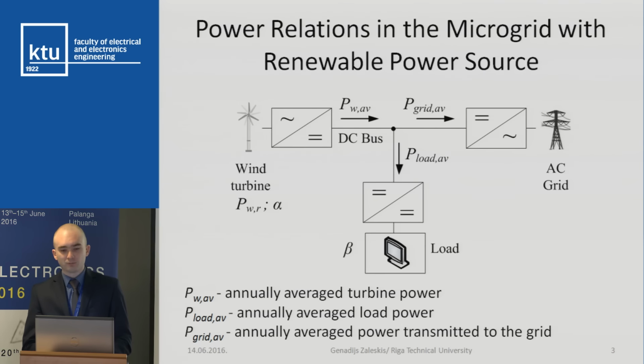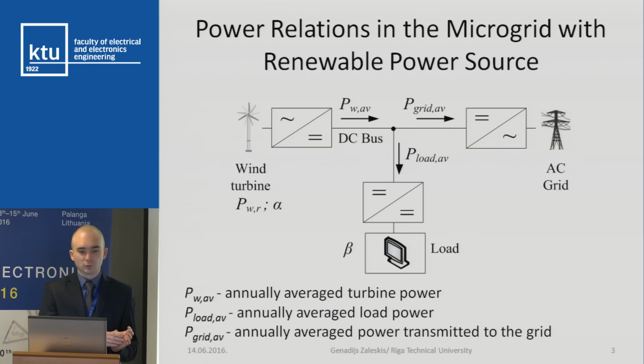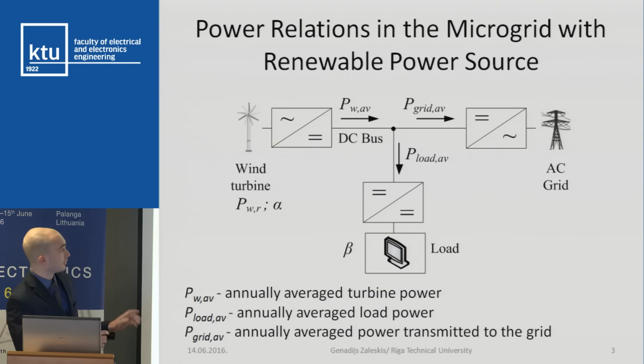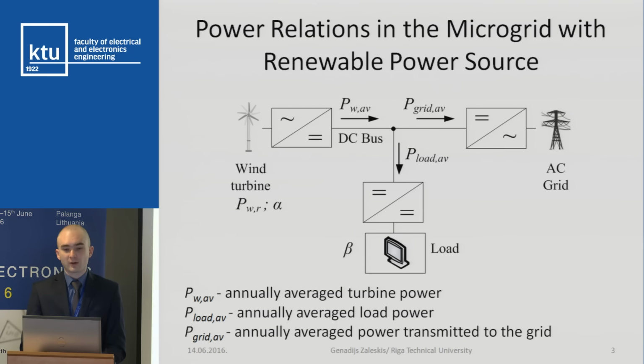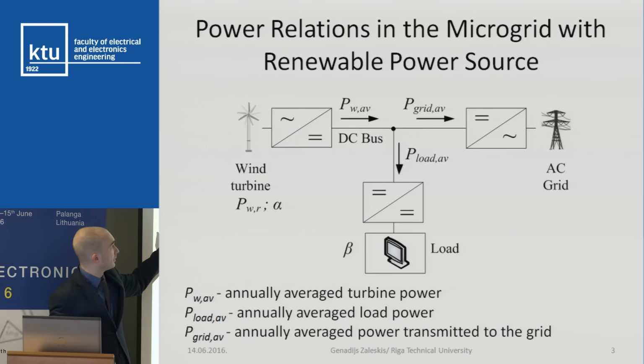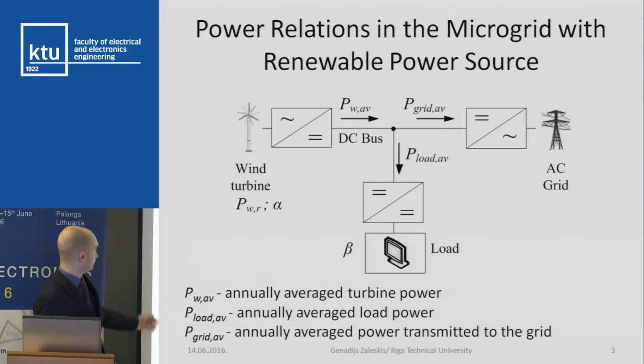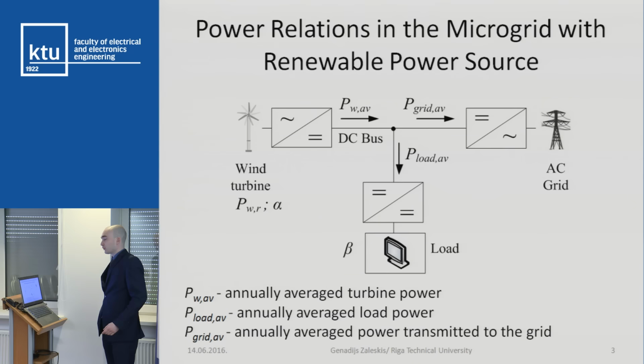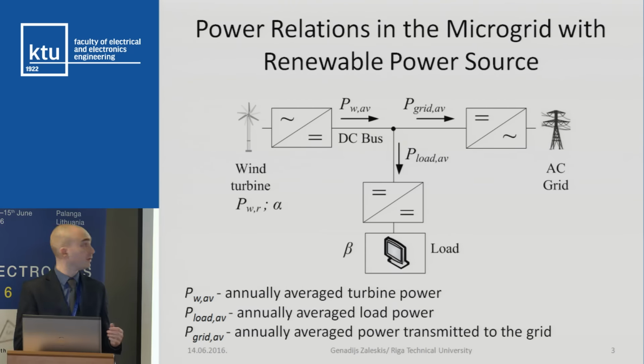This is a microgrid with one wind turbine and some load and AC grid. So there are power relations. The wind turbine produces average power PW, the annual average power. Part of this power is consumed by the load, the annual average load power, and the second part can be transmitted to the conventional AC grid.